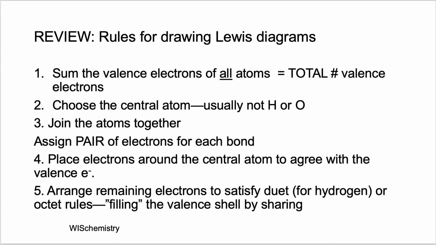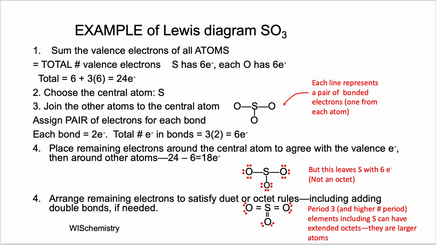And a pause to review the rules of Lewis diagrams, how to use the valence shells to do that. And we'll just look at an example here with sulfur trioxide. So you're going to sum the valence electrons of all the atoms. Sulfur has 6 valence electrons, oxygen also has 6. So the total is going to be 6 from sulfur and 3 times 6 from oxygen, making 24 valence electrons in all.